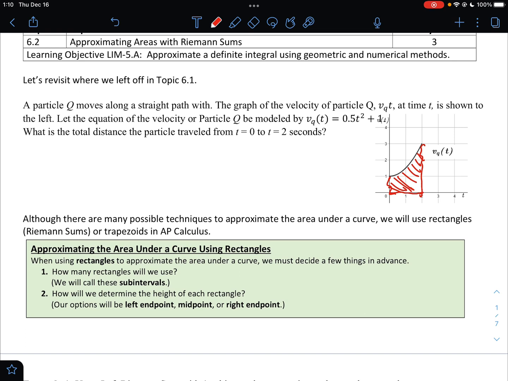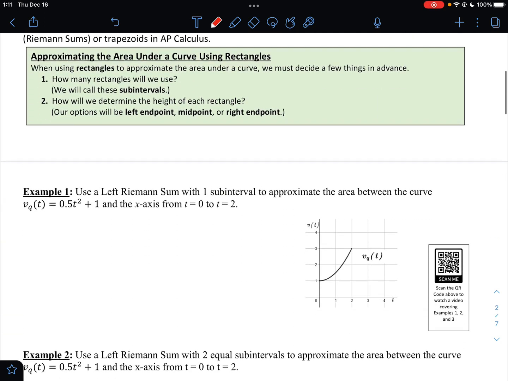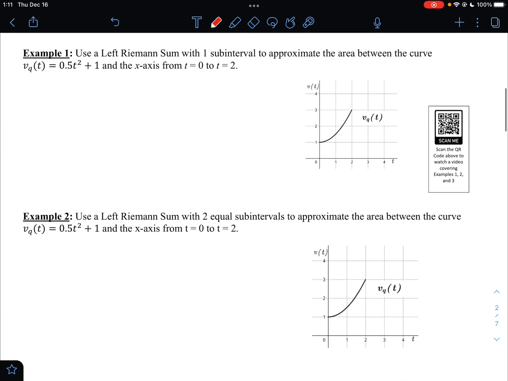When using rectangles to approximate the area under the curve, we must decide a few things in advance. One, how many rectangles are we going to use? These are called subintervals. And two, how we will determine the height of each rectangle. We have three options for that: left endpoints, midpoints, or right endpoints.